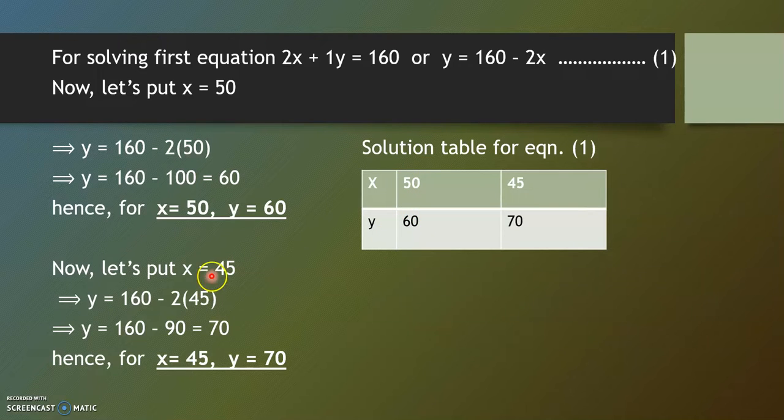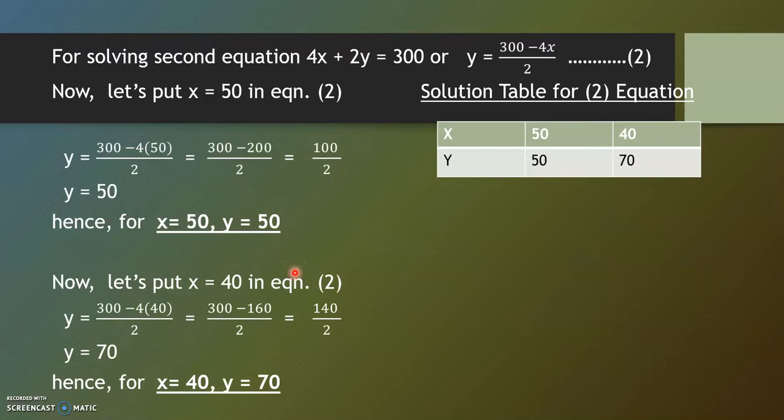Now let's take any arbitrary value. You can take any feasible value which you can plot on the graph. ठीक है, 45 rupees यदि हमने लिया x के लिए then y की value will be 160 minus 2 into 45, that will be 90. So 160 minus 90 will give you 70. So you can see here that x values are 50 and 45 and the respective y values are 60 and 70. Now come to the next equation.